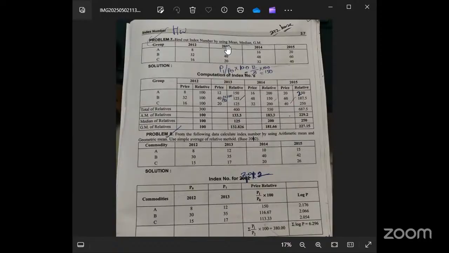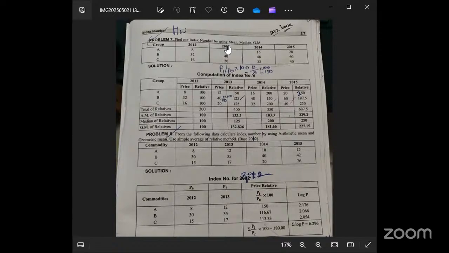So see, they have given 8, 32, 16, like that. So prices are given, relative values are not given. So how we will find out relative values? 2012 is base year. So for 13, we calculate P1 by P0 into 100. So 12 by 8 into 100, 150. Then 40 by 32 into 100, 125. 20 by 16 into 100, 125.